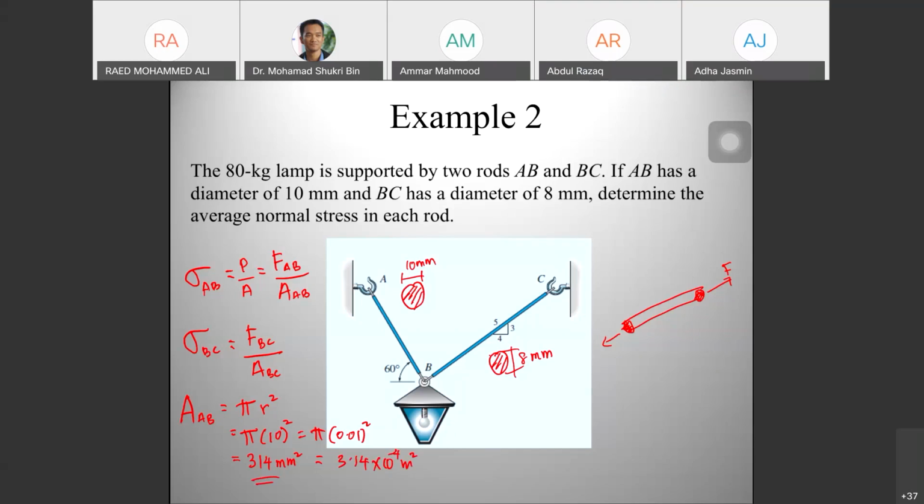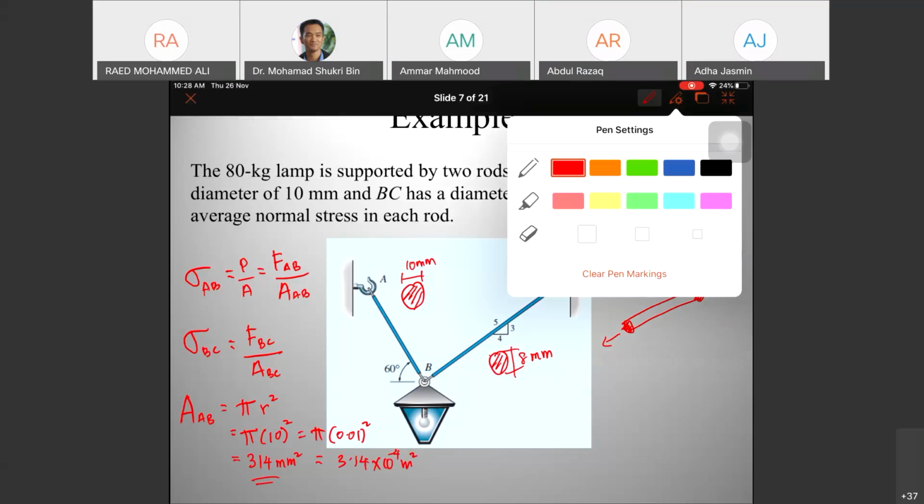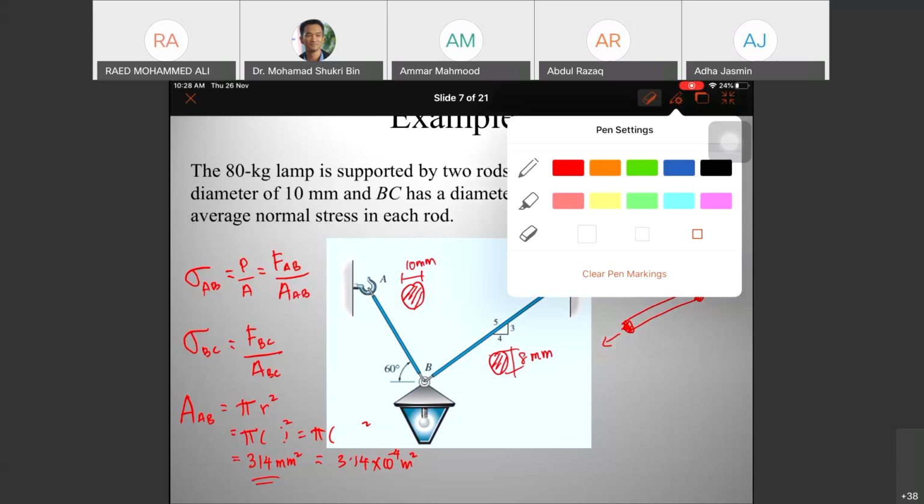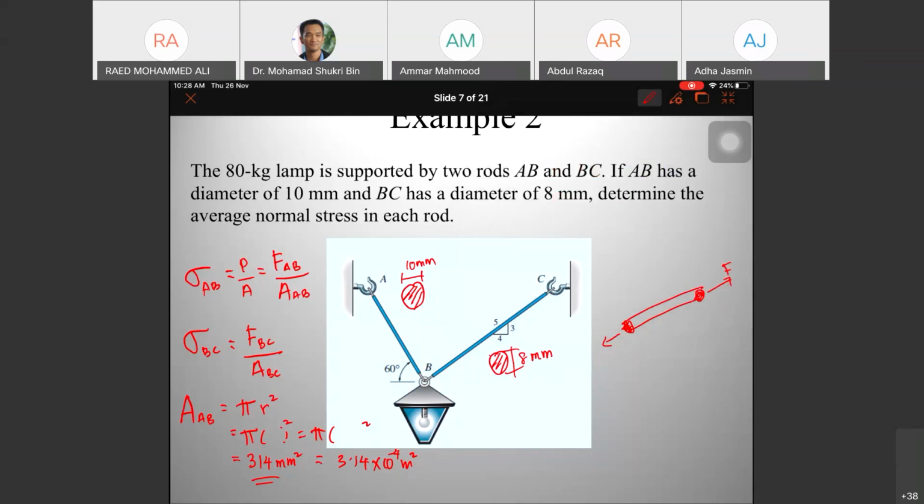Sorry, Doctor. The radius is 10 or 5, because the diameter is 10 millimeter? Yes, 5. Thank you for reminding me. This one is 5.